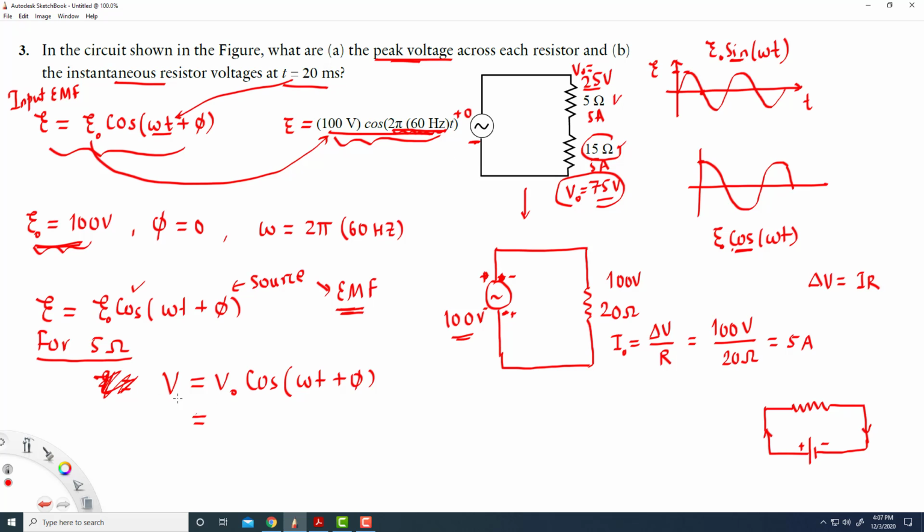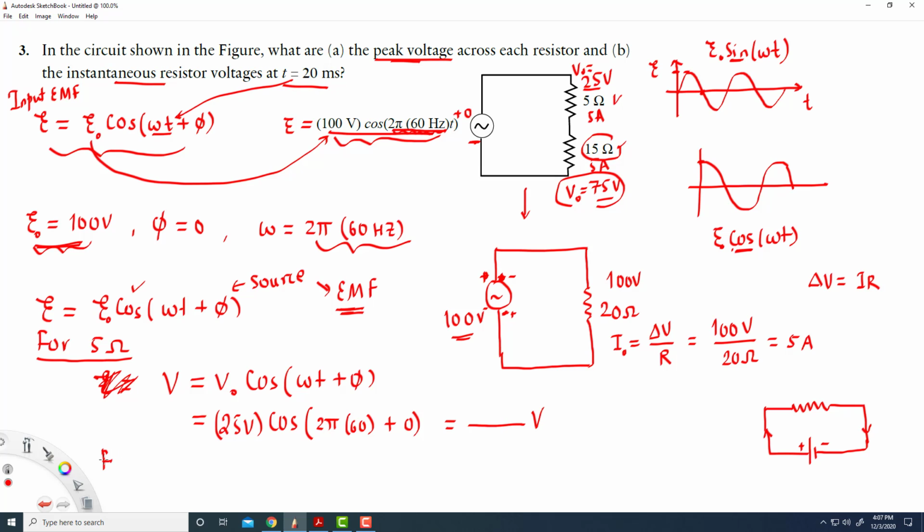So for 5 ohm resistor, the peak voltage or instantaneous voltage, so this is the instantaneous voltage, is given by peak voltage times cosine omega. Omega is that, okay, so 2 pi times 60 plus phi is 0, okay, and if you do the calculation you will get the answer. So this is in volts.